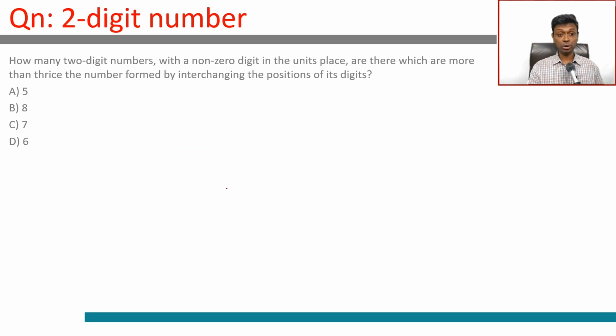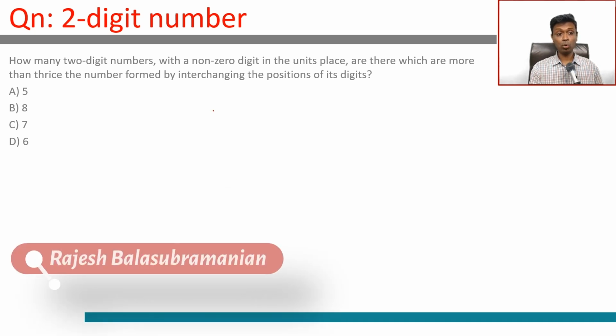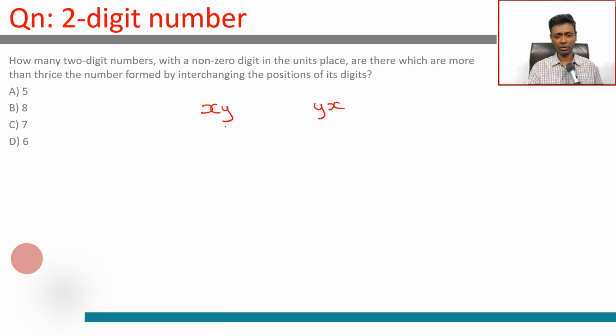How many 2-digit numbers with a non-zero digit in the units place are there which are more than thrice the number formed by interchanging the positions of its digits? XY, YX. We're told this is not 0. This is definitely not 0. Otherwise, it won't be a 2-digit number.